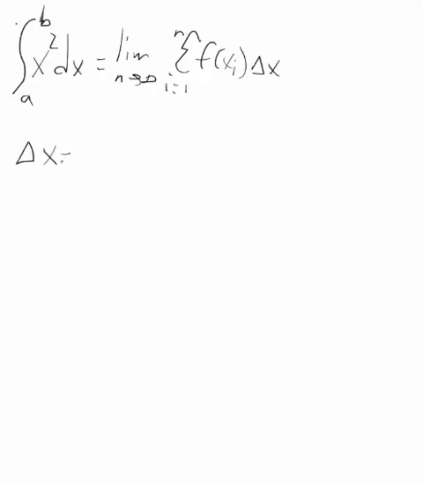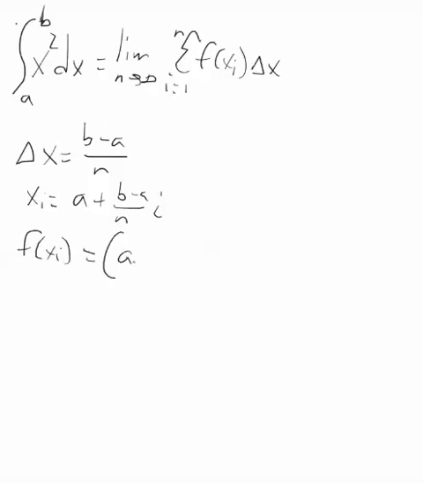Our delta x, we can't get an exact number here, just in terms of n, we have a b and an a to deal with. So b minus a over n, there's our delta x. Our x sub i is our starting location, which is a, plus delta x times i. So delta x is b minus a over n, and there's i of them. And f of x sub i, well, now we just got to substitute that into x squared. So that's going to be a plus b minus a over n i, squared.